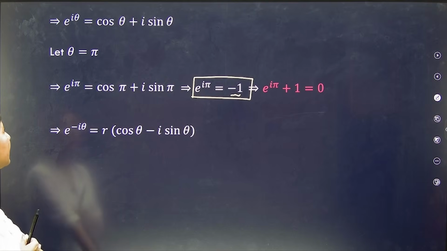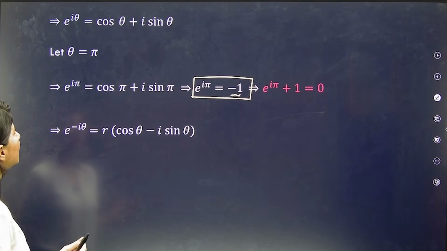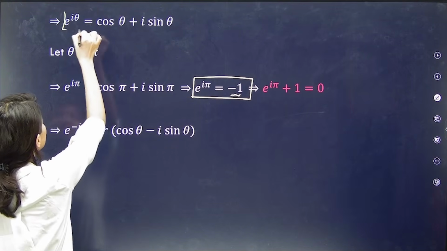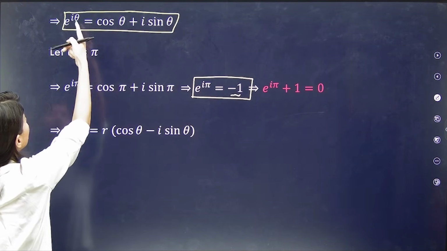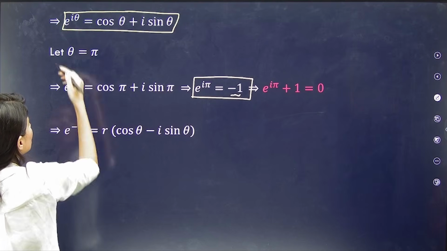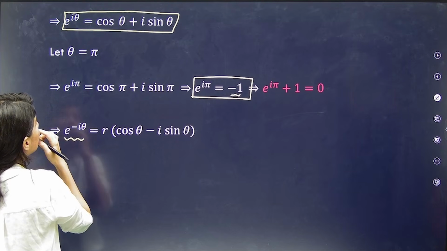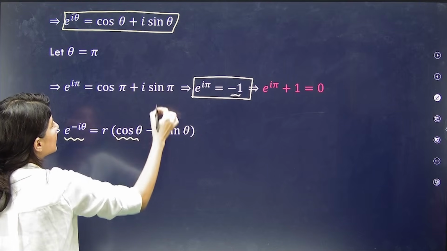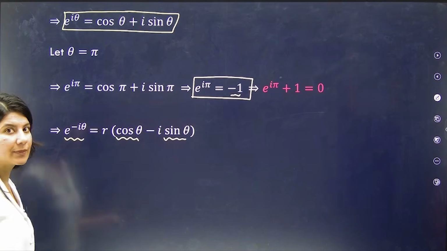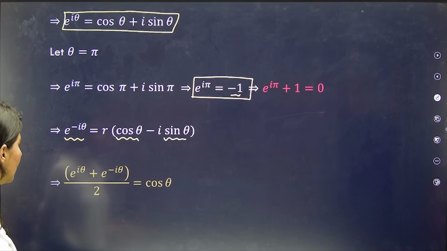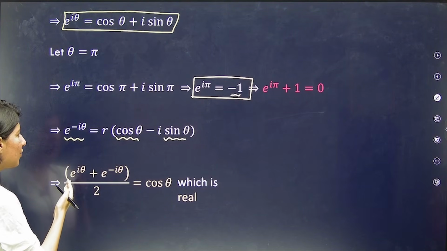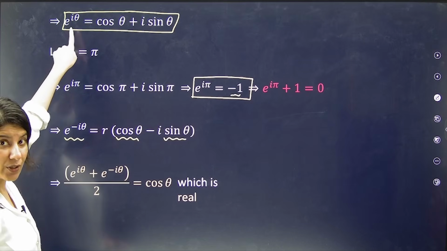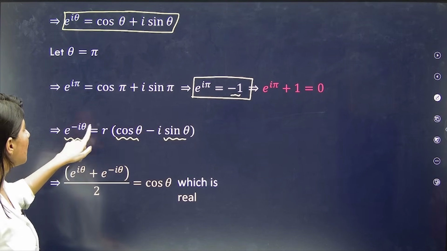Okay, all right. So e raised to power iota theta is cos theta plus iota sin theta, right? What if I just replace theta by minus theta? So e raised to power minus iota theta. Cos of minus theta is cos theta only. Sin of minus theta is minus sin theta. So this is e raised to power iota theta, and this is e raised to power minus iota theta.